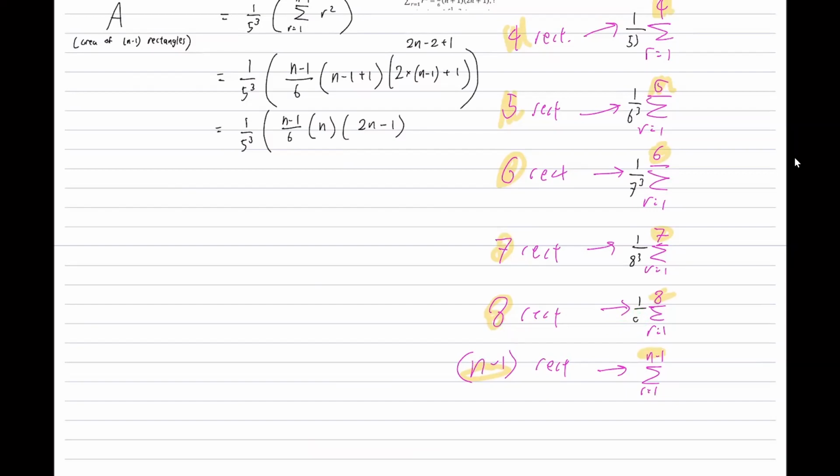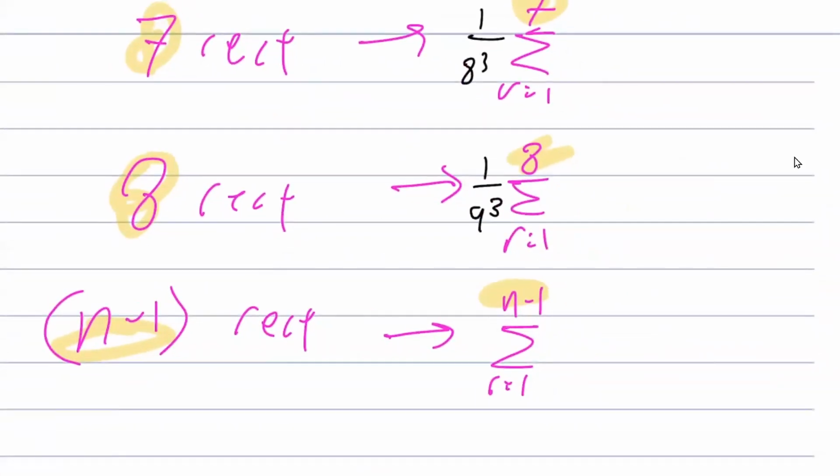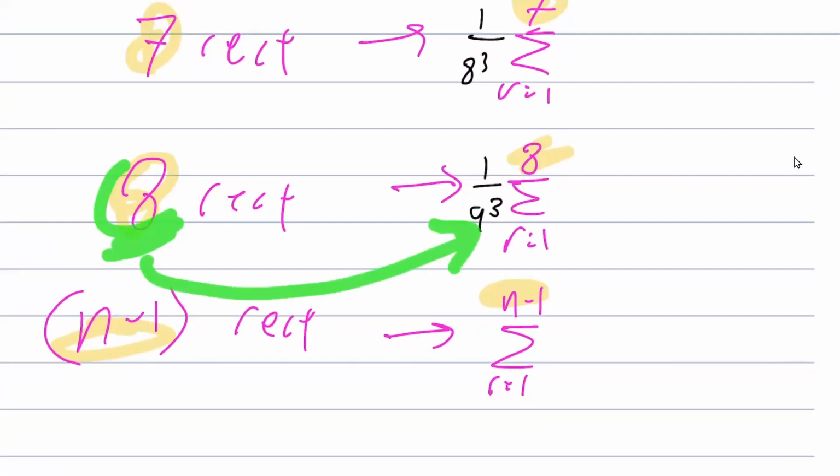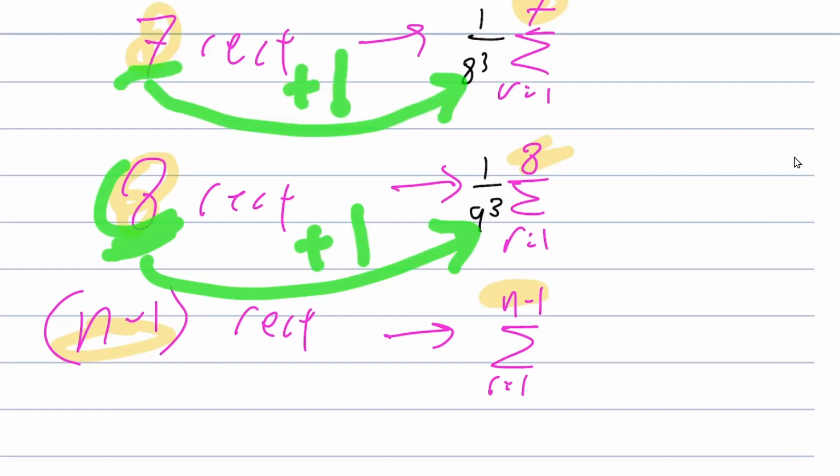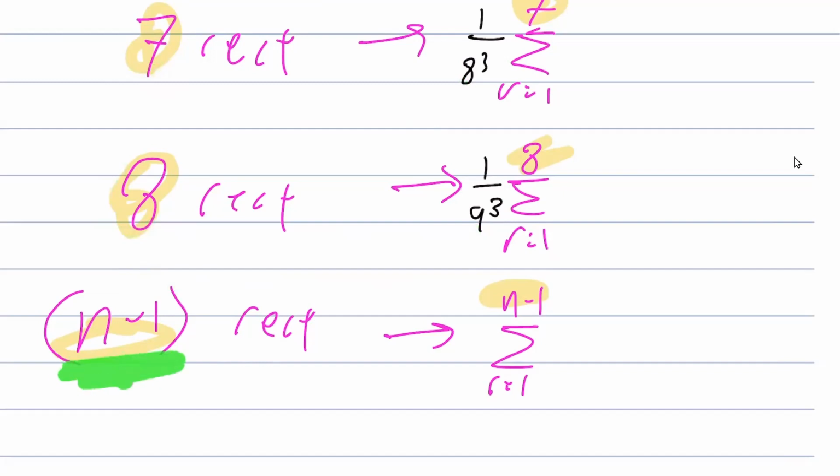9 cube. Okay, so let's see the pattern carefully. You go from 8, jump to 9, plus 1, right? You go from 7, jump to 8, plus 1. So if I start off with n minus 1 rectangles here, read the question again. They told you A of n, you want to show that A equals whatever, and A is the total area of n minus 1 rectangles, each of width 1 over n. So what does that mean? Here will be 1 over n plus 1.